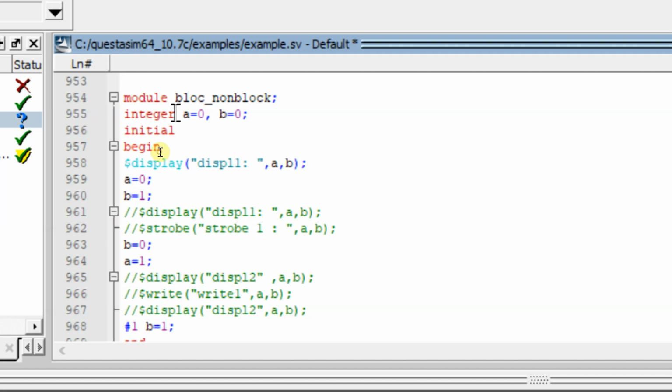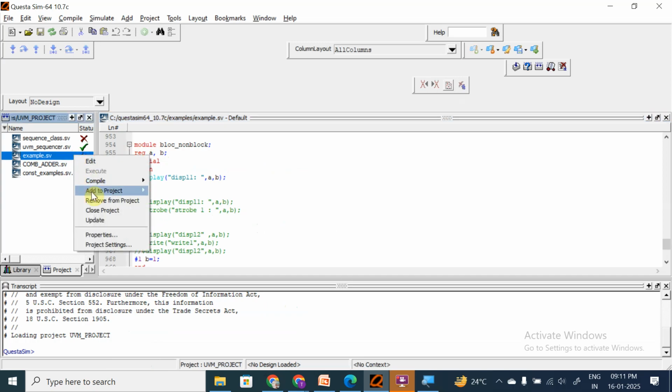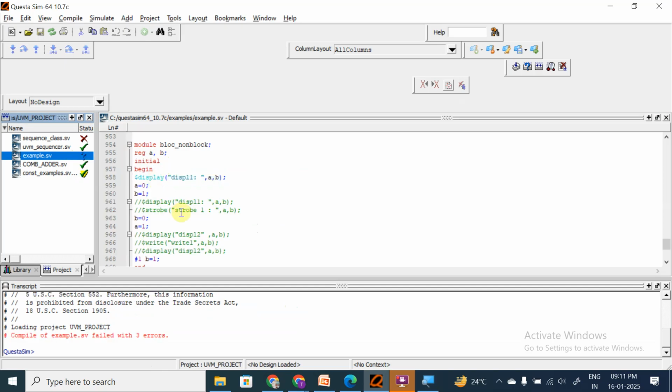I will use reg instead of all this. Now, what may be my values of A and B if I try to display? All of you got my question? So what is my question? I'm using my display statement before the assignment is happening. So before the assignment is happening, I'm using my display statement. So what may be my values?